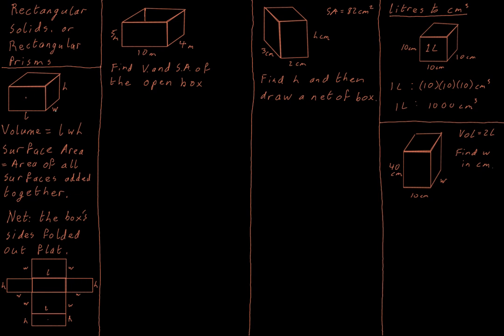So let's get into some number examples. We have here a box, and we're told that it's 5 meters tall, but 10 meters wide, but 4 meters deep.